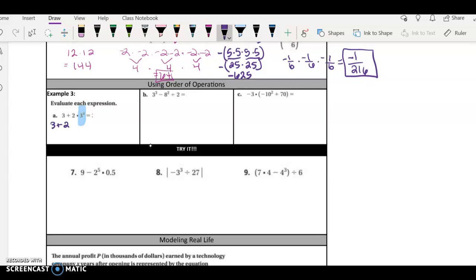So we have to bring down what we haven't used yet. So 3 plus 2 times, and then 3 to the 4th power means we're going to multiply 3 times 3 times 3 times 3. So 3 times 3 is 9 times 9, which is 81. So now we're going to multiply that by 81.